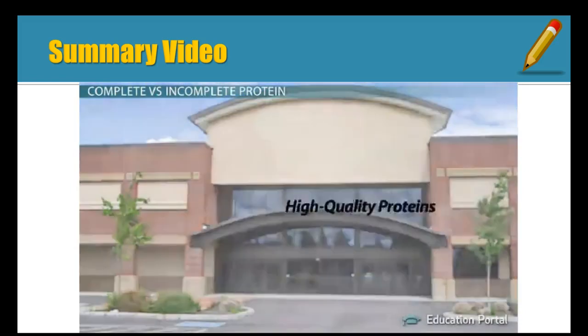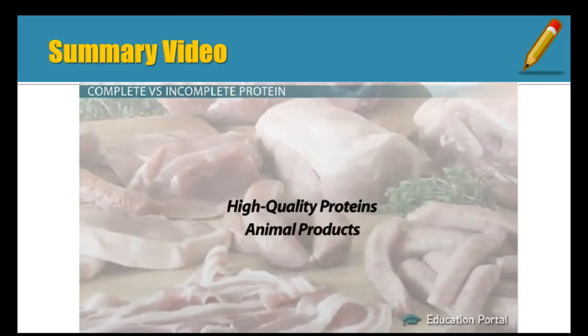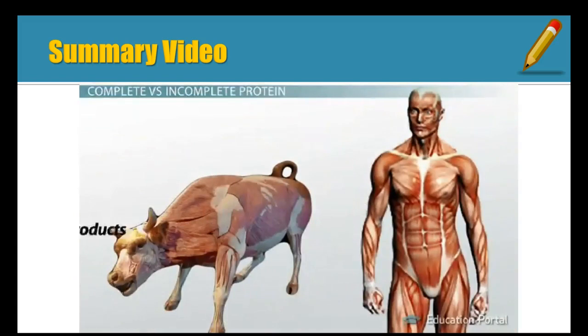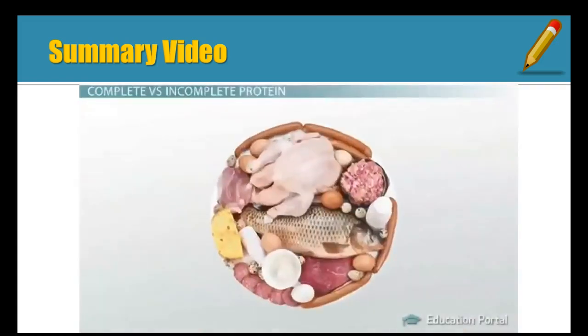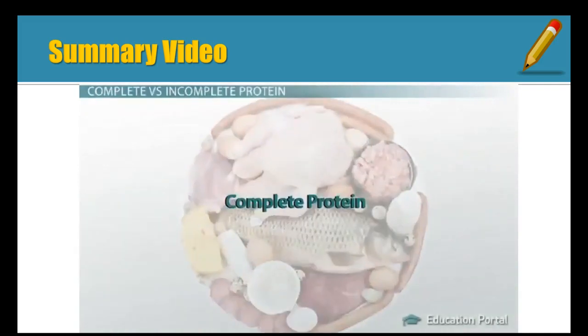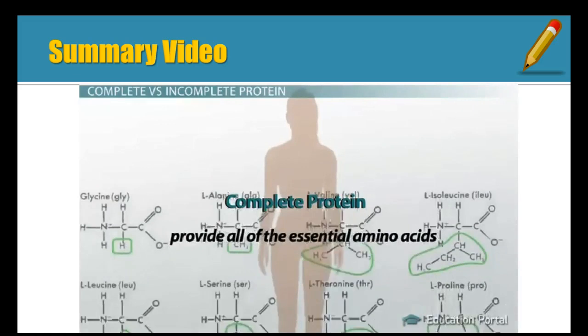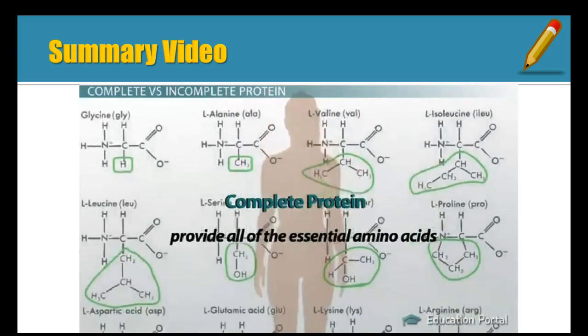Most high-quality proteins come from animal products. This is because animals and humans share similar body compositions. Therefore, animal proteins, such as meat, fish, poultry, and eggs, are complete protein sources, meaning they provide all the essential amino acids a human body needs.